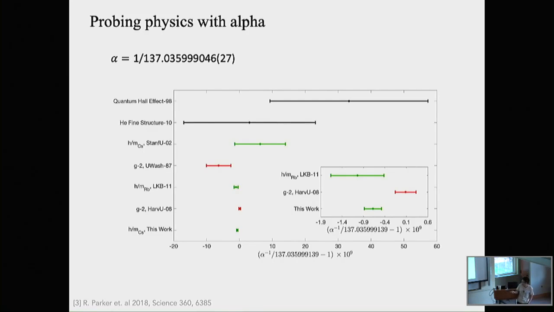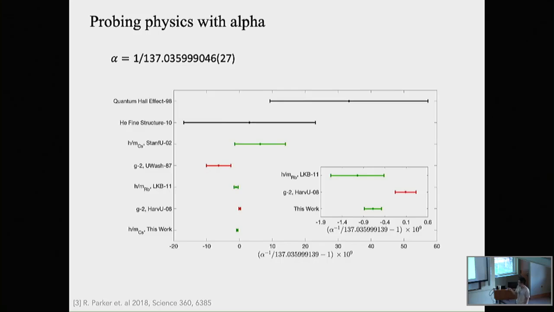So now let's zoom in on these three points. In this inset are the three most accurate measurements. Before our measurement, the most precise measurement came from LKB in France. They use an atom interferometer and rubidium atoms, and they achieved an accuracy of about 0.6 parts per billion. And then Professor Gerald Gabrielse from Harvard measured g-2 in a Penning trap, and they can derive alpha from g-2, and the accuracy here is 0.24 parts per billion.